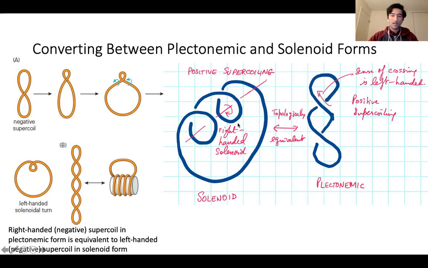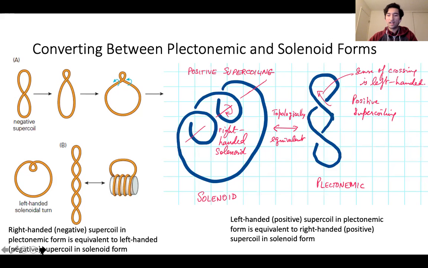And the reason why this is positive supercoiling is because the convention is defined in terms of the solenoid form. So because you have a right-handed cross in the solenoid form, that's considered positive supercoiling. But of course, when you go from solenoid to plectonemic, the handedness of the cross will change. So now you end up with a left-handed cross, and it's still positive supercoiling, but that's why left-handed in this case would indicate positive, whereas left-handed in solenoid form would indicate negative. I know that's a little bit confusing, but I hope that these slides will serve as a reference in the future if you ever need to refer back to this.